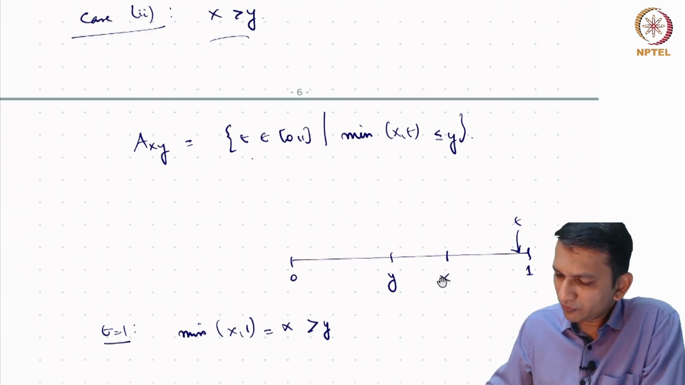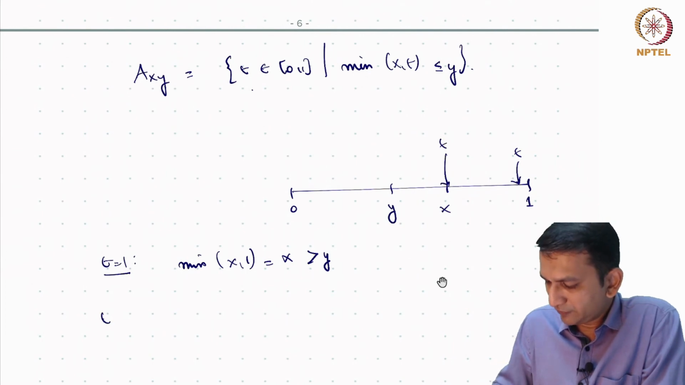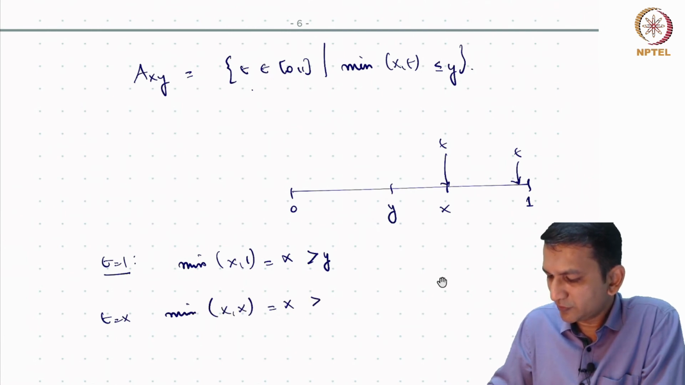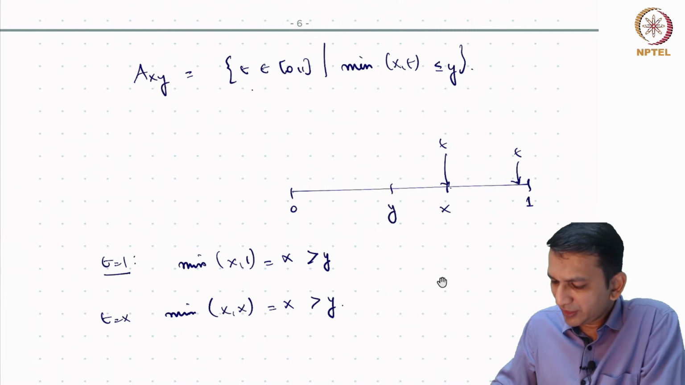Then what would work for us? What if t comes close to x, or what if t is actually equal to x? If t is equal to x, we see that min of x comma t is min of x comma x, which is greater than y. So clearly, any t greater than x is not going to work. But what if t is between y and x?